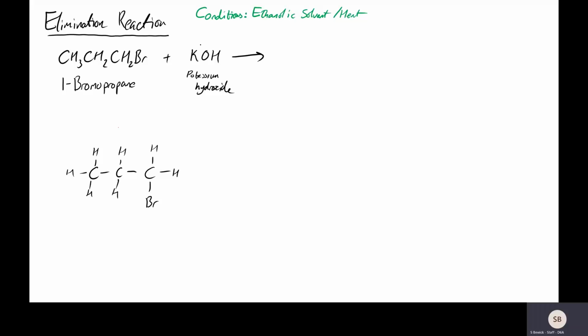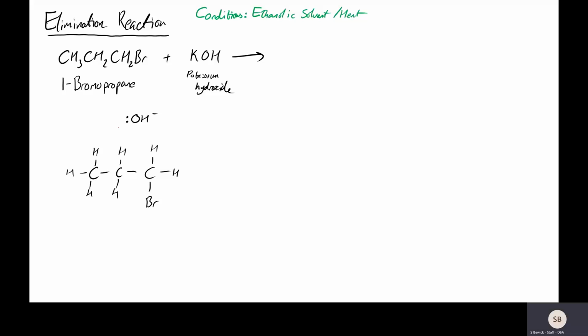So again, we don't care if it's potassium, that's going to be a spectator ion, but we do need a hydroxide ion with the minus charge. I'm going to put the minus on the H. It is actually on the oxygen, but hey, that's fine for now. So we've drawn out our two reagents.